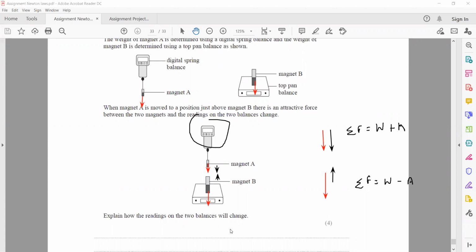When you write the answer, first mention that as magnet A is pulling magnet B, magnet B will also pull magnet A, with equal force but in opposite direction. And the reading of A will increase. Why? Because both forces are acting in the same direction. This creates a greater resultant. Whereas the reading on the top pan balance will decrease because the two forces are acting in opposite directions. Is it clear?